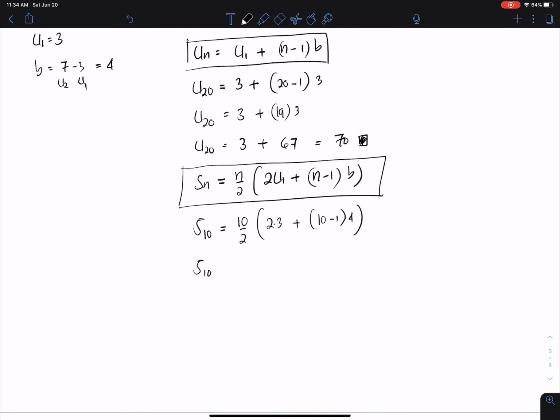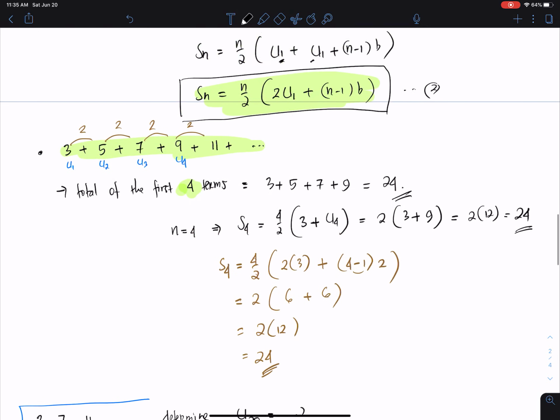So solving this one, we get 5. 2 times 3 we get 6, plus 10 minus 1 we get 9, 9 times 4 we have 36. So multiplied and totaled, 5 times 6 plus 36 we get 42. So the total will be 210. That will be the total of the first 10 terms, 210.